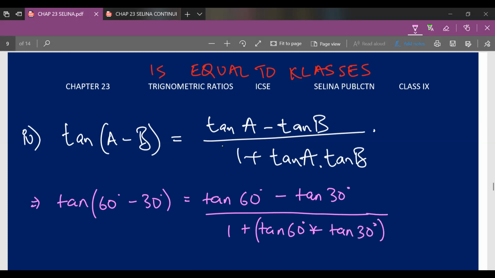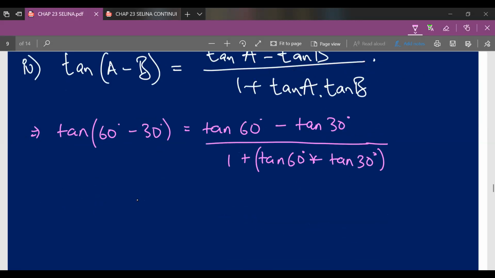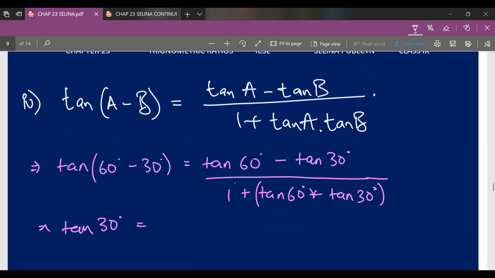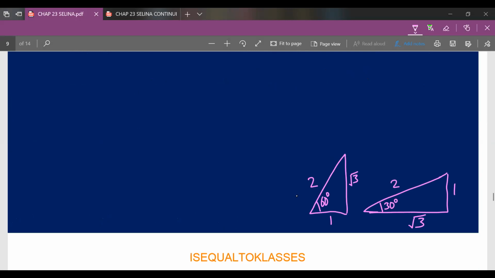Okay, so now over here what I'll do is I will solve the ratios. Tan (60 minus 30 degree) will be 30 degree, pardon. So over here tan (60 minus 30 degree) will be tan 30 degree, and tan 60 degree minus tan 30 degree. So I'll just leave it as it is, or I'll just solve it right now. So tan 60 degree over here, I'll refer to the magic triangle below.